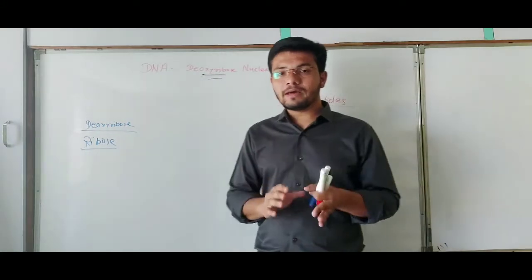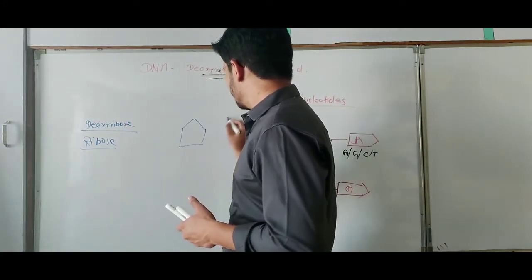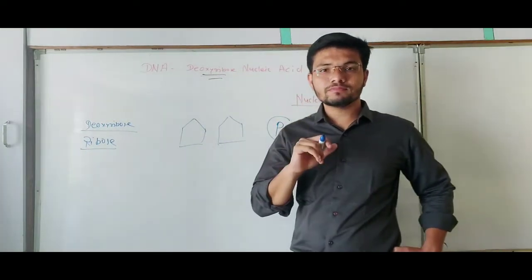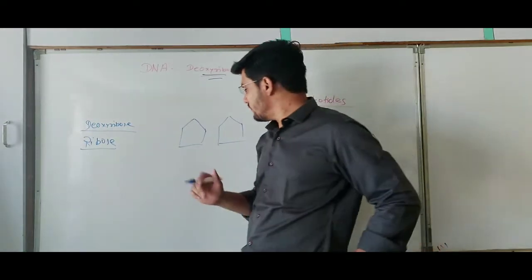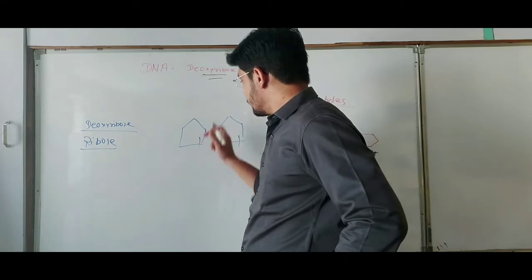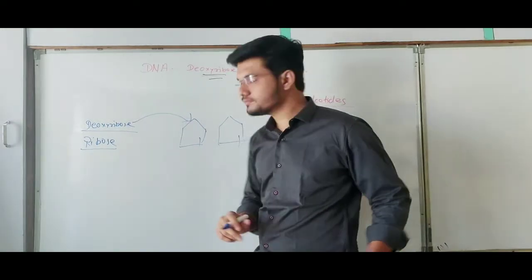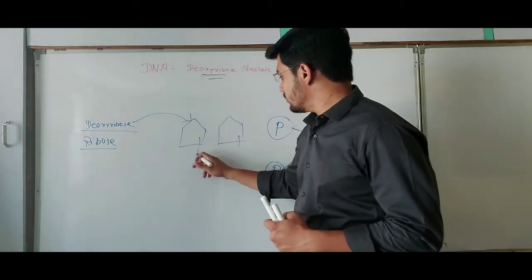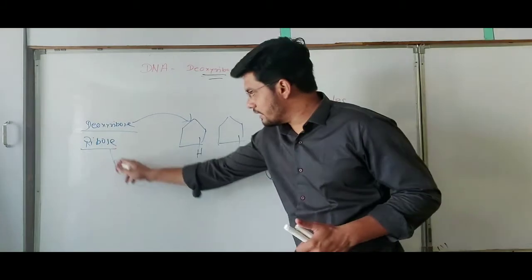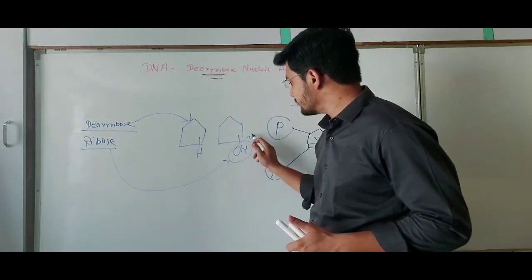Both of them are pentose sugars, which means they are made up of 5 carbons, but the difference is on the second carbon. In case of deoxyribose, on the second carbon of the sugar only hydrogen is present, and in case of ribose sugar, the hydroxyl group is present on the second carbon.